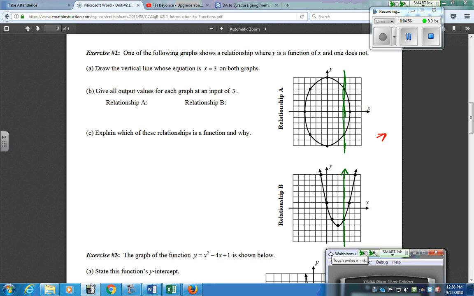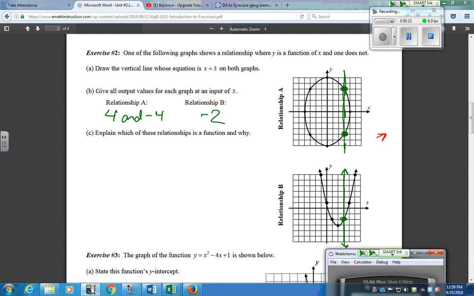Now they want us to think of all the output values for each graph. So for A, there's actually two output values. I'm going to kind of bold those in. And for B, there's one. So I'm going to write down the output values for A. It's 3, and then the output would be 4. And another output value is negative 4. And then for relationship B, it happens to be at negative 2.